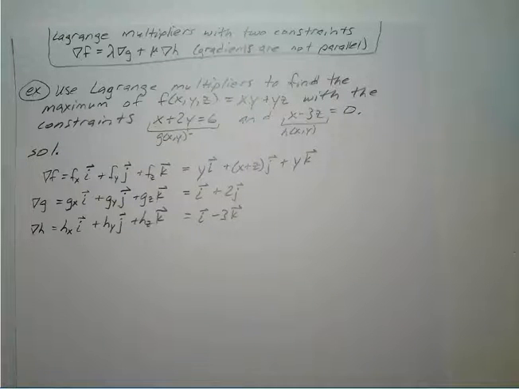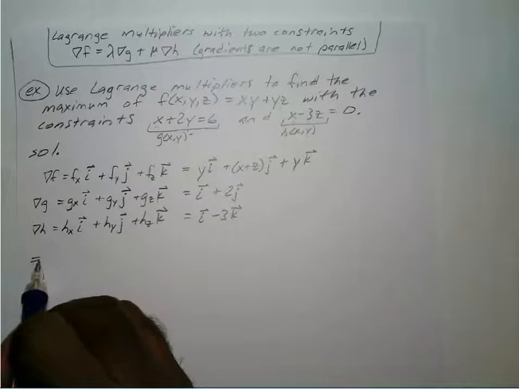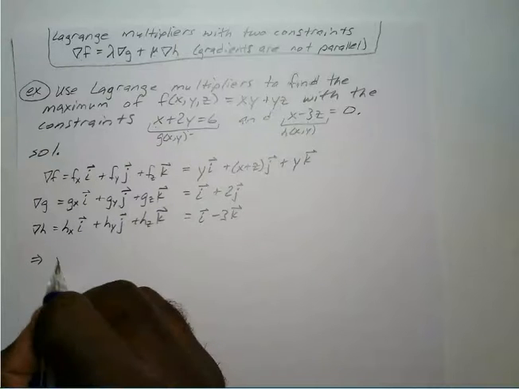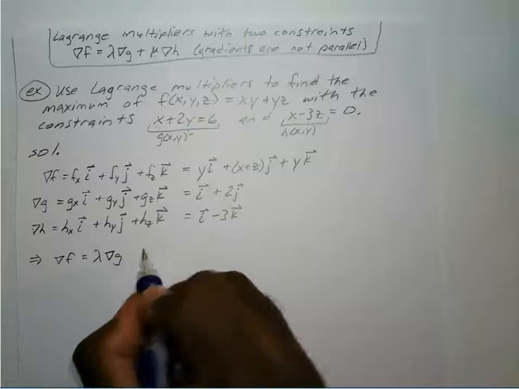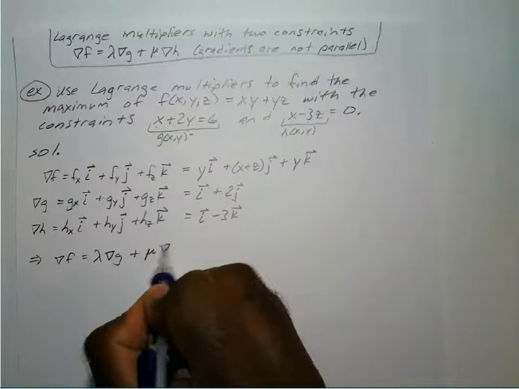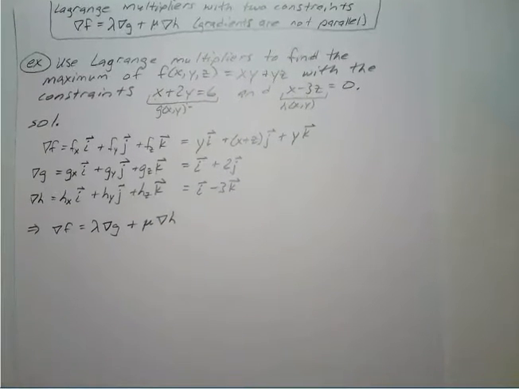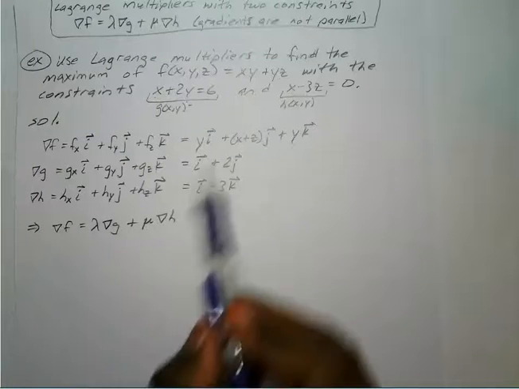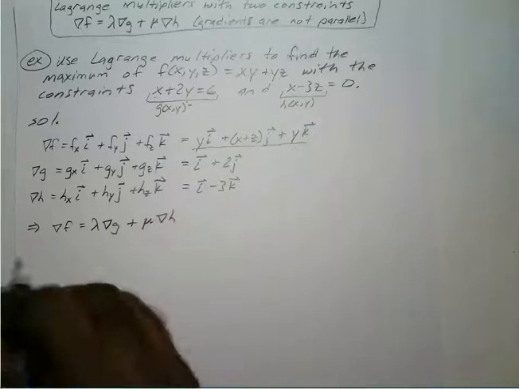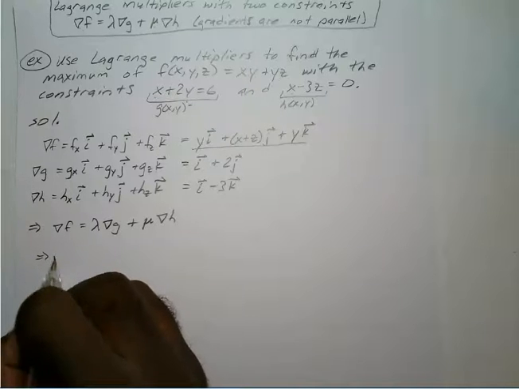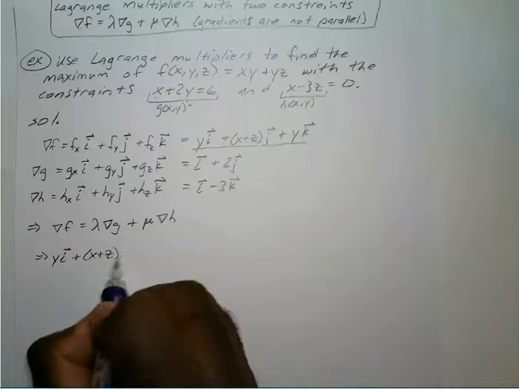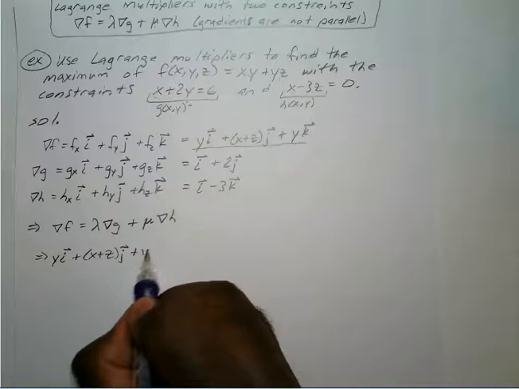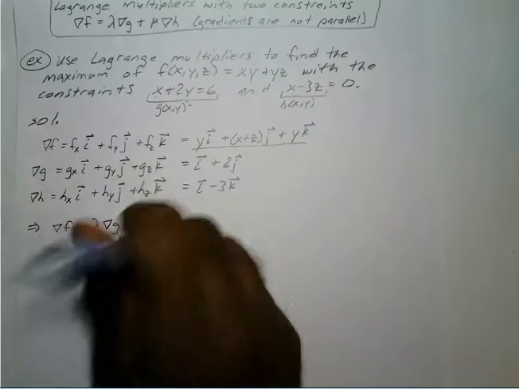All right. Now, if you remember your formula right up here, the gradient of f is equal to lambda times the gradient of g plus mu times the gradient of h. So our gradient of f, you have that right there: y times your i vector plus x plus z times your j vector plus y times your k vector. Let me clean that up a little bit.